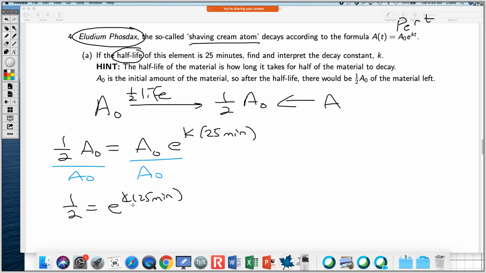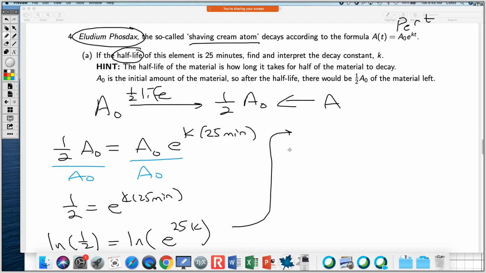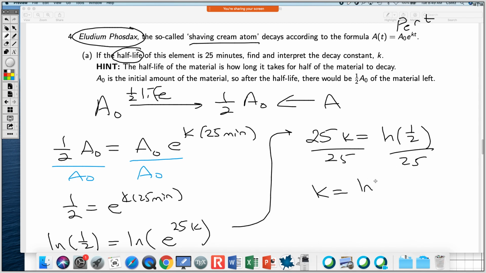And now to get the k out of the exponent, I'm going to take the natural log, as we are wont to do. And I'm going to write this as 25k now because we know that 25 is in minutes. The natural log and the exponential function base e completely undo each other because they're inverses. And so I'm going to be left with just 25k. And then divide by the 25. So I get the natural log of 1/2 over 25. And once again, in this applied situation, that's really not telling us much. So let's get a decimal approximation.